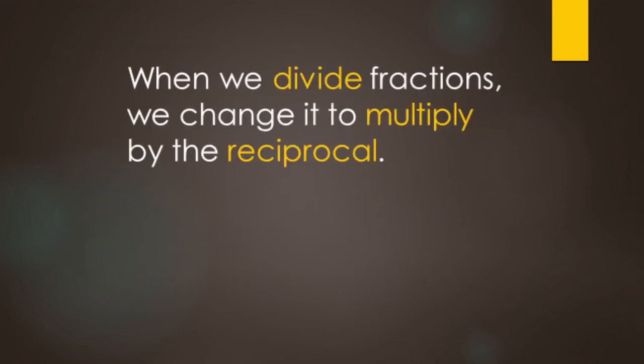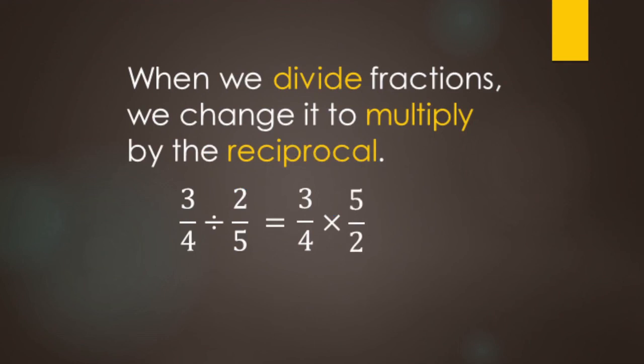So just a quick review here, when we divide fractions, we change it to multiply by the reciprocal. So we'll just do a quick example here. I know in middle school they'd call it keep, change, flip. So here we go. We're going to start with 3/4, and then we're going to multiply by the reciprocal of 2/5. The reciprocal of 2/5 is 5/2.